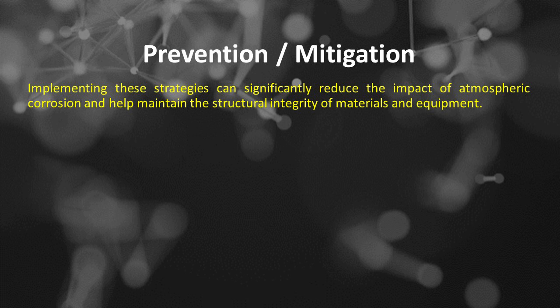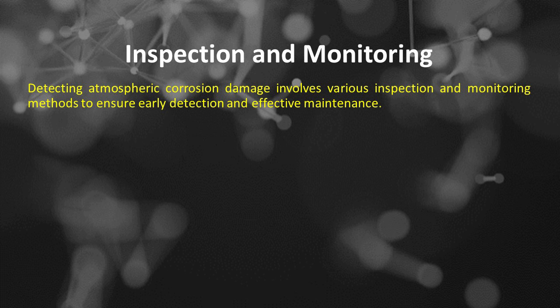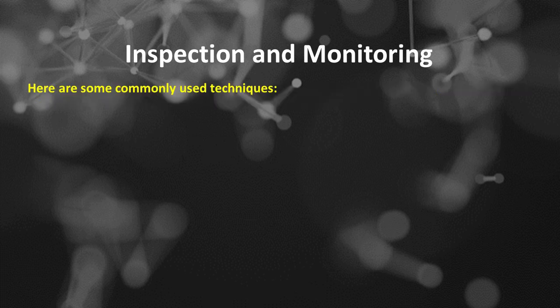Implementing these strategies can significantly reduce the impact of atmospheric corrosion and help maintain the structural integrity of materials and equipment. Atmospheric corrosion inspection and monitoring based on API 571, VT and UT are techniques that can be used. Detecting atmospheric corrosion damage involves various inspection and monitoring methods to ensure early detection and effective maintenance. Here are some commonly used techniques.